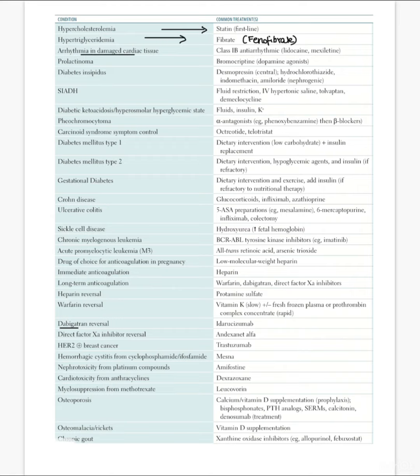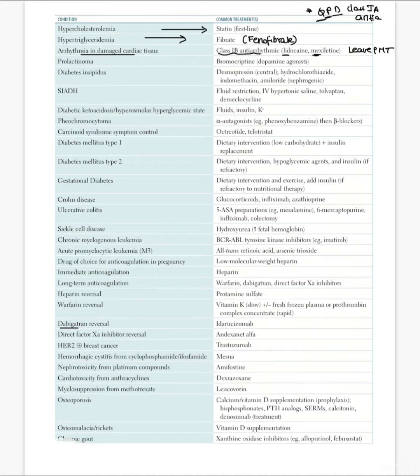Arrhythmia and damaged cardiac tissue, guys. So we use class 1B antiarrhythmics, that is lidocaine, mexiletine. The mnemonic for class 2 is leave PMT. Class 1 is QPD: quinidine, procainamide, disopyramide. That is class 1A antiarrhythmics.